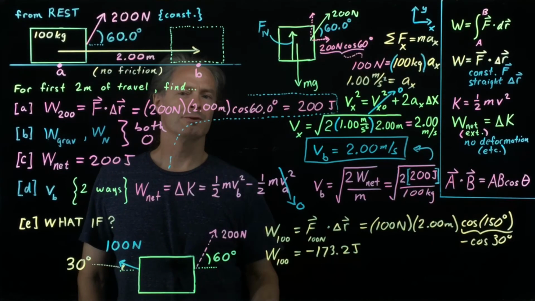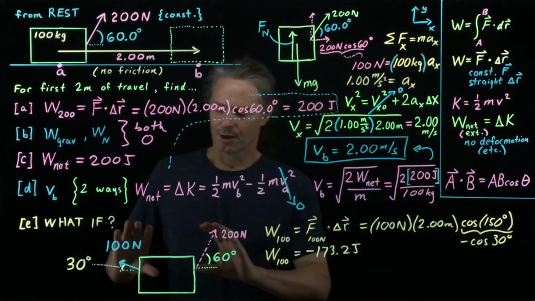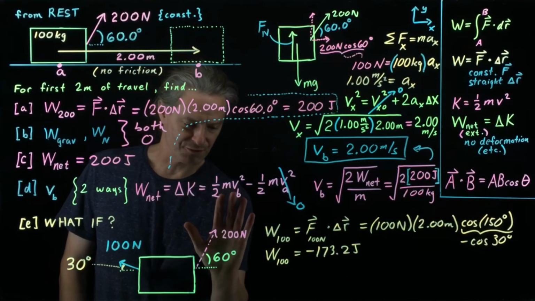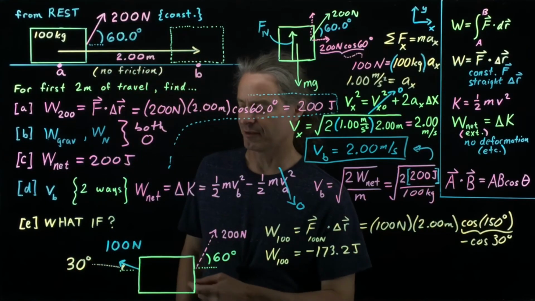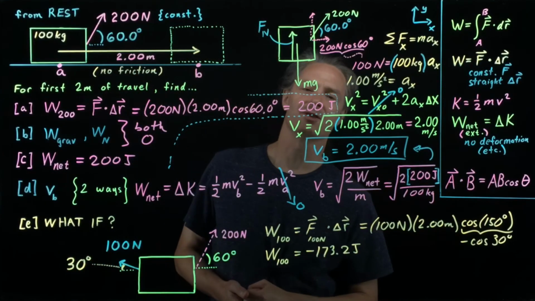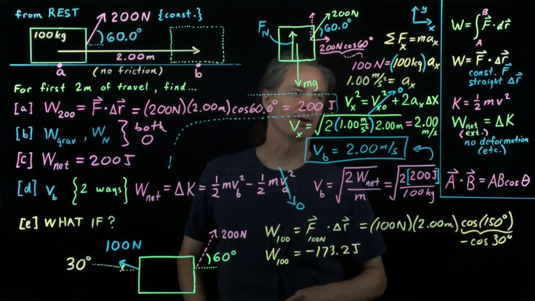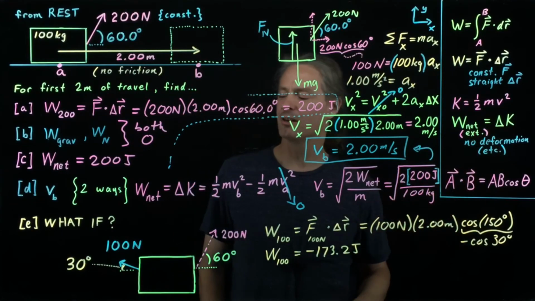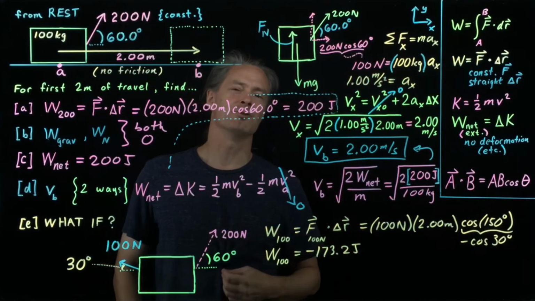173.2 joules. We can understand the negative sign conceptually as follows. Imagine that the crate was already sliding to the right and that we didn't have this force here and we only had the 100 Newton pulling force up and to the left. The leftward component of this 100 Newton pulling force would be slowing the crate down. Slowing the crate down means its kinetic energy would be decreasing, so delta K would be negative. So this 100 Newton pulling force would make a negative contribution to the net work.